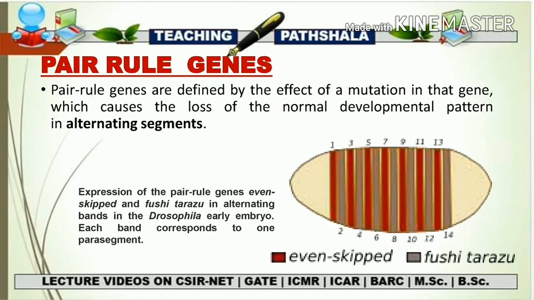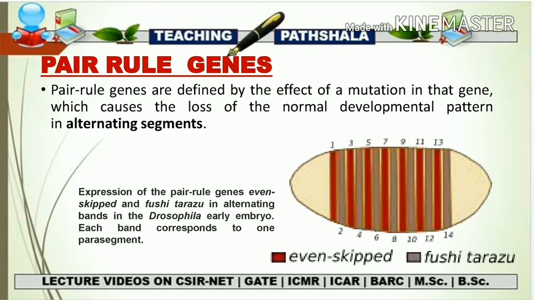The first category, first stripe is going to have all the pair rule genes. The second stripe is not going to have that gene. Again, the third stripe is going to show the presence of this gene. So that is why if there is a mutation in the pair rule genes, obviously there will be a developmental abnormality, but in an alternative segment, not in a continuous segment. Fine, I think this concept is now clear to you all.